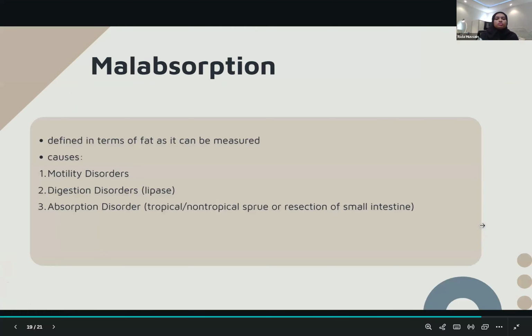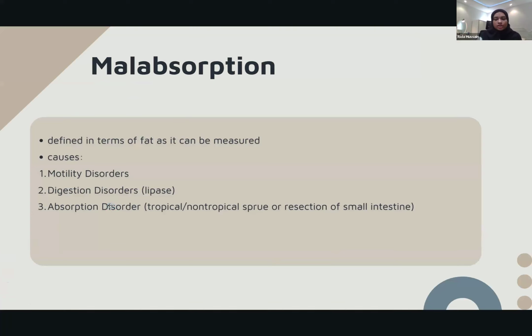We have only two last concepts left. We will be talking about malabsorption and celiac disease. So usually we talk in terms of fat, because fat is measurable in the stool, and the byproducts can be measured. Malabsorption can be caused by three different disorders. It can be motility disorders, digestion disorders, or absorption disorders. These sound very similar, but they are pretty different.